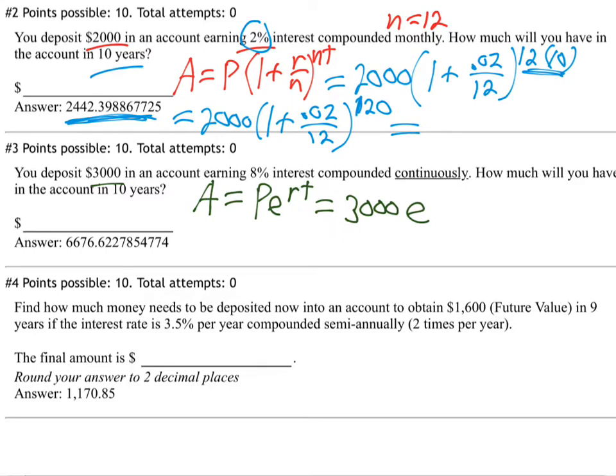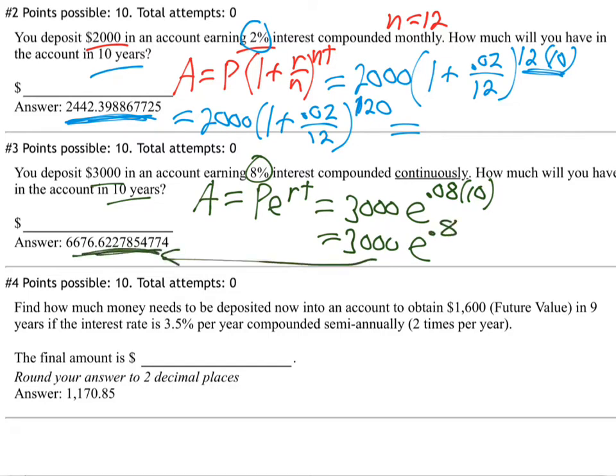R, the interest rate, is 8% right there. And the time, 10 years. So there we go. Let's hit the buttons on the calculator. Well, actually, first I would simplify 3,000, and then multiply that up there, and you'll get 0.8. Hit the buttons on your calculator, and you'll get this answer right there.